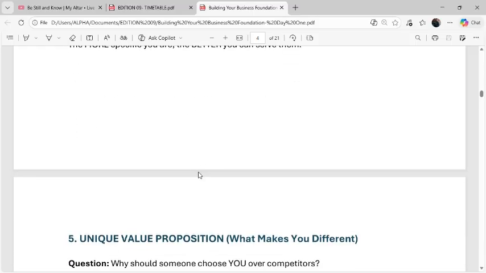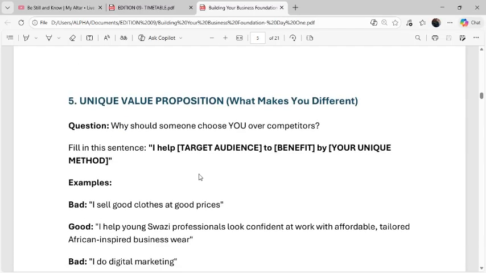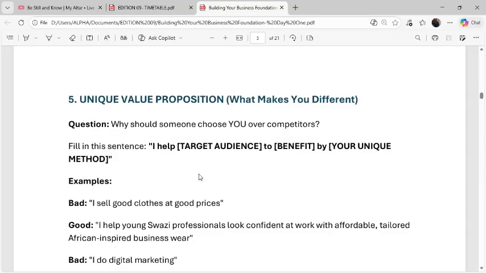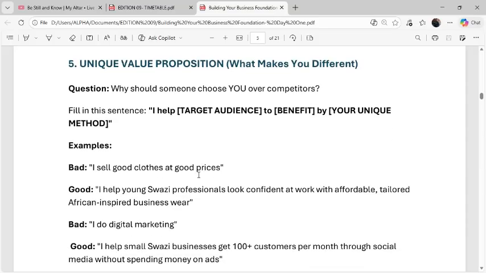Now, let's look at the 5th one. Unique value proposition. What makes you different? Why should someone choose you over your competitors? What makes you different from them? You do understand that for instance, let's make an example with what? Let's make an example with KFC, Galitos, what is the other one?